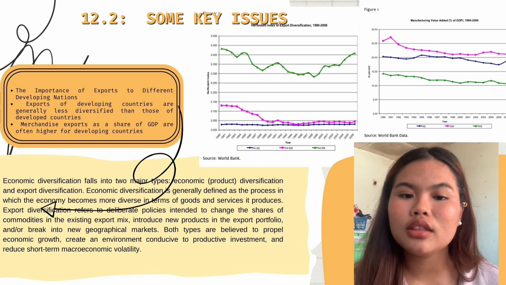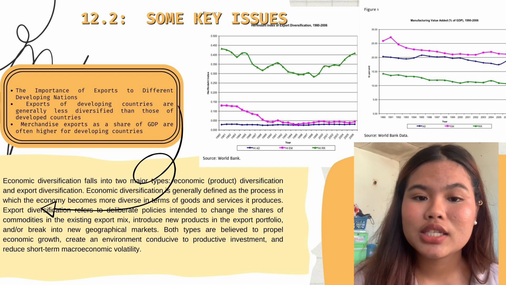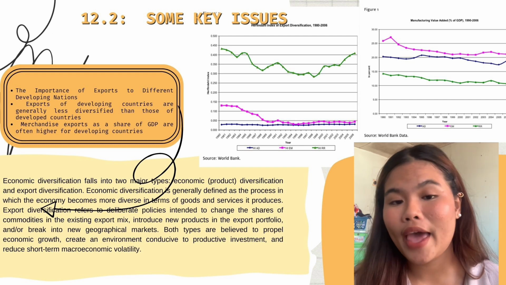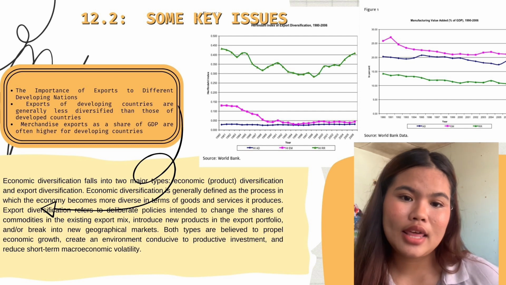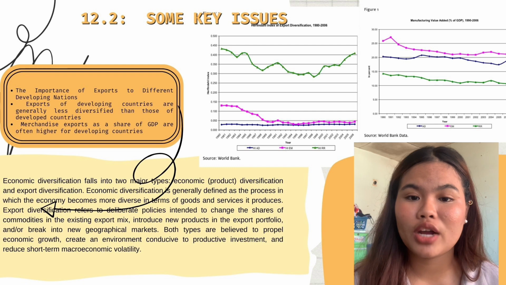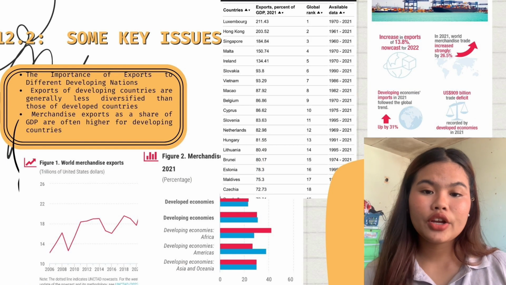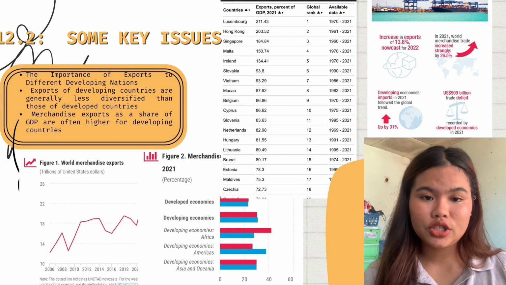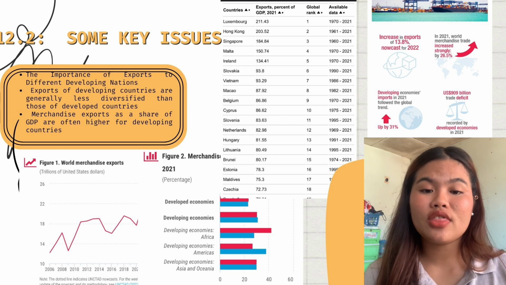Contrary to this trend, the diversification index in the emerging markets exhibited a downward trend, reflecting improvements in the export diversification of these countries. The Export Diversification Index for advanced economies actually did not change. Another key issue is that merchandise exports as a share of GDP are often higher for developing countries, which is supported by the statistics presented on the screen.